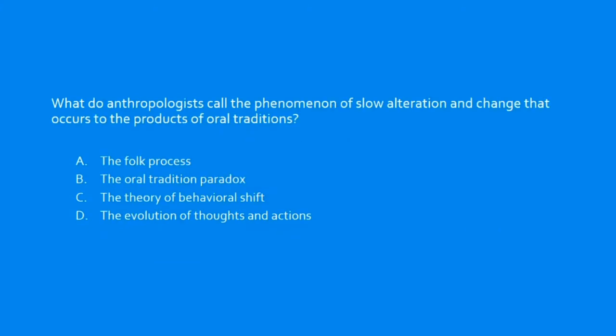What do anthropologists call the phenomenon of slow alteration and change that occurs to the products of oral traditions? A, the folk process. B, the oral tradition paradox. C, the theory of behavioral shift. Or D, the evolution of thoughts and actions.